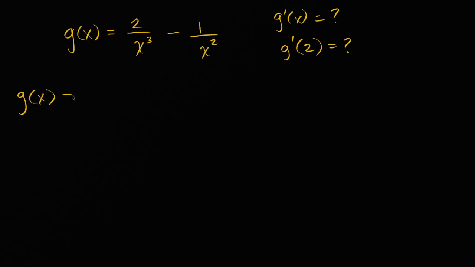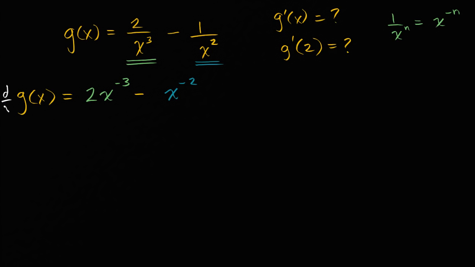g of x is equal to this first term here, 2 over x to the third. Well, that could be rewritten as 2 times x to the negative 3. We know that 1 over x to the n is the same thing as x to the negative n. So I just rewrote it, and now this might be ringing a bell of how the power rule might be useful. And then we have minus 1 over x squared, that is the same thing as x to the negative 2.